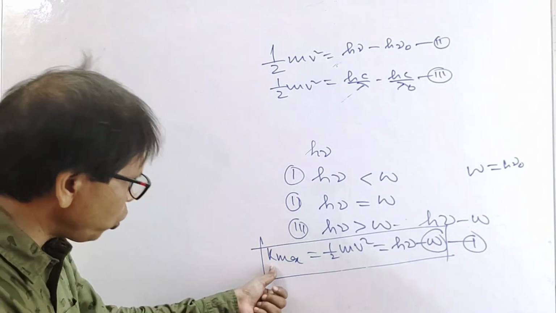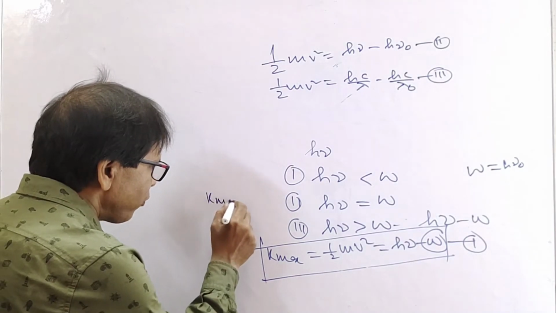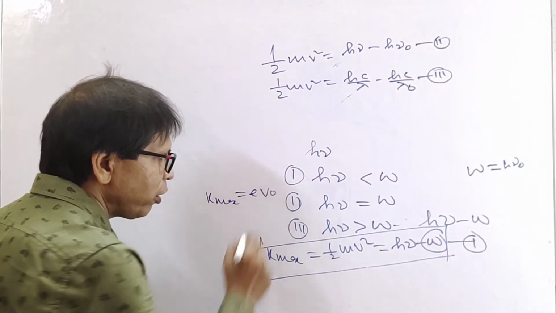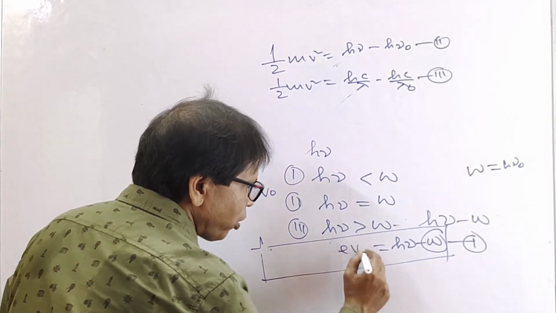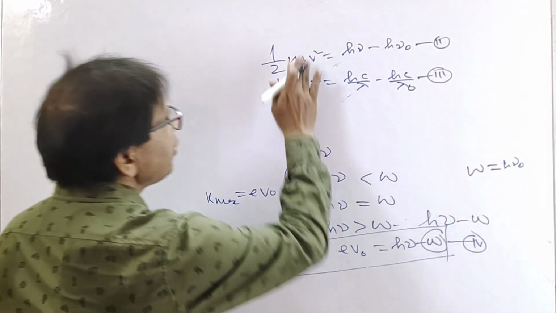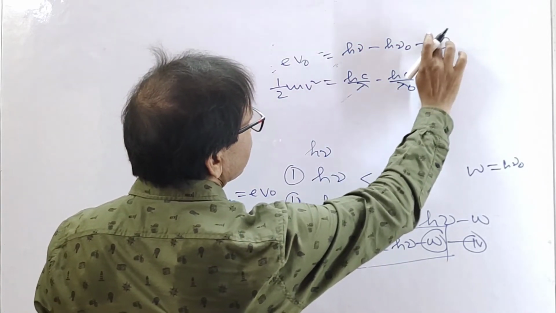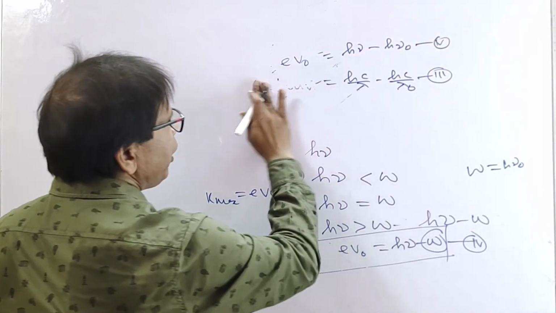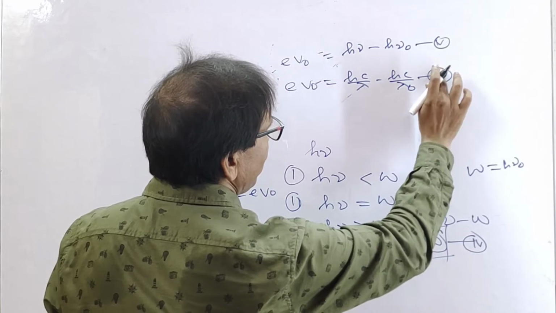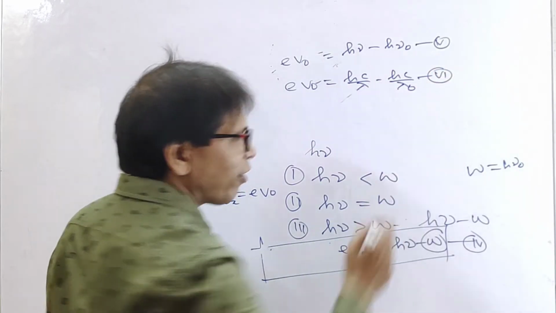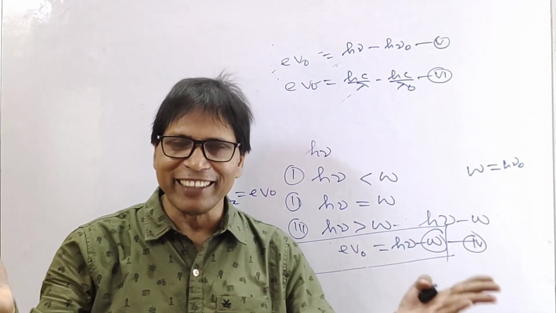Look at this, we also know if V naught is the stopping potential, then K max, that is half mv square, is eV naught. So this relation can be written as eV naught, this is equation 4. Then eV naught equals h nu minus h nu naught, this is equation 5. And eV naught equals hc by lambda minus hc by lambda naught, this is equation 6. These are the other forms of Einstein's photoelectric equations.